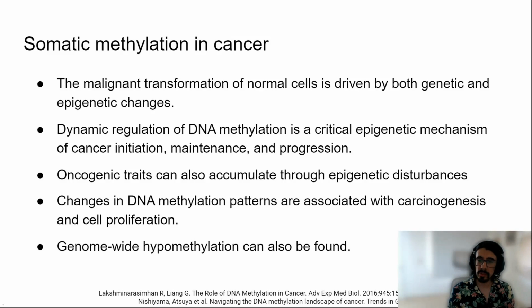So oncogenic traits can also accumulate through epigenetic disturbances. And the changes in DNA methylation patterns are associated with carcinogenesis and cell proliferation. One such example: if you have a gene that aids in cell proliferation, in most cases it should be turned off because the cell should just stay in its own organ. If methylation changes make it so that these genes that help cell proliferation start to be transcribed and then translated, then you will have these cancerous cells that will like to grow. And what has been observed is that hypomethylation can be found genome-wide in some cancers.